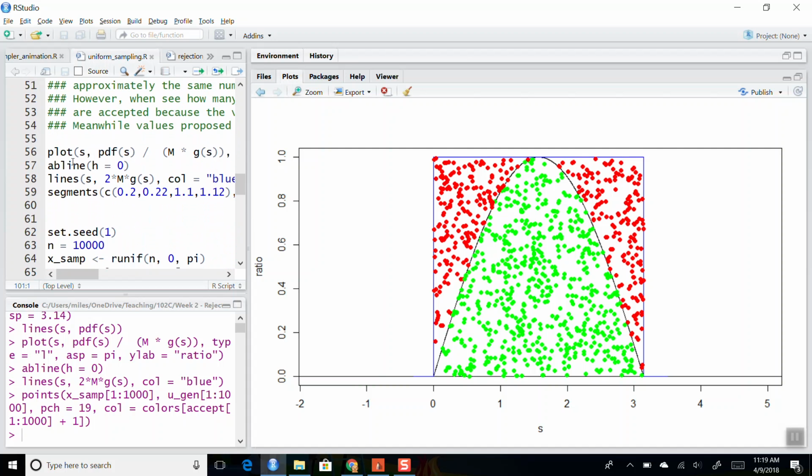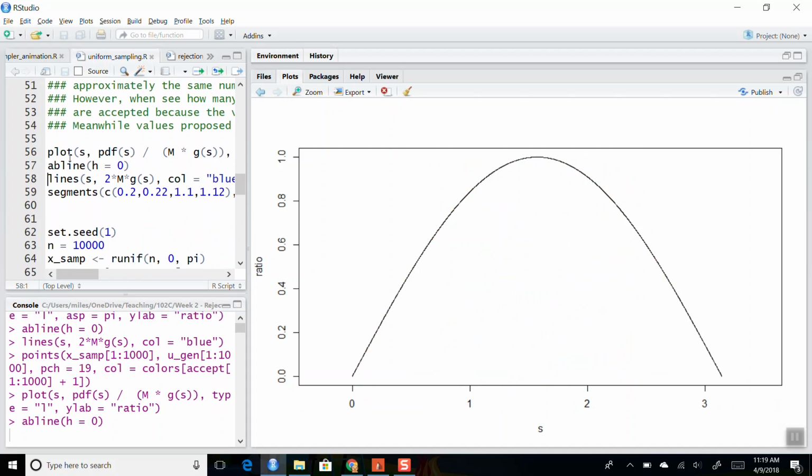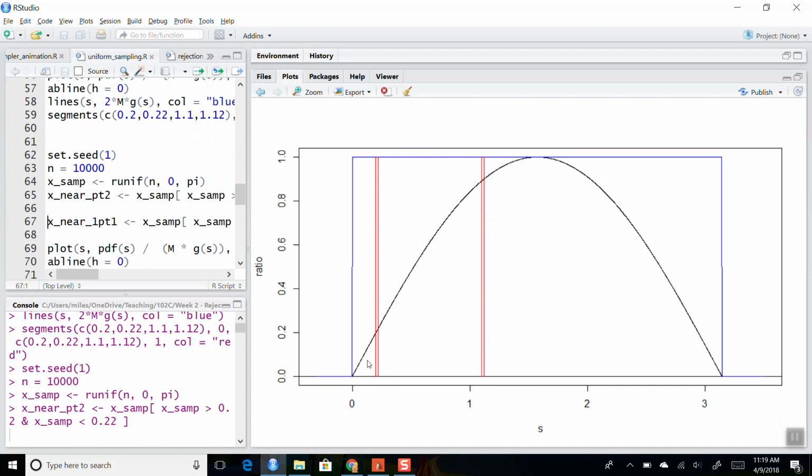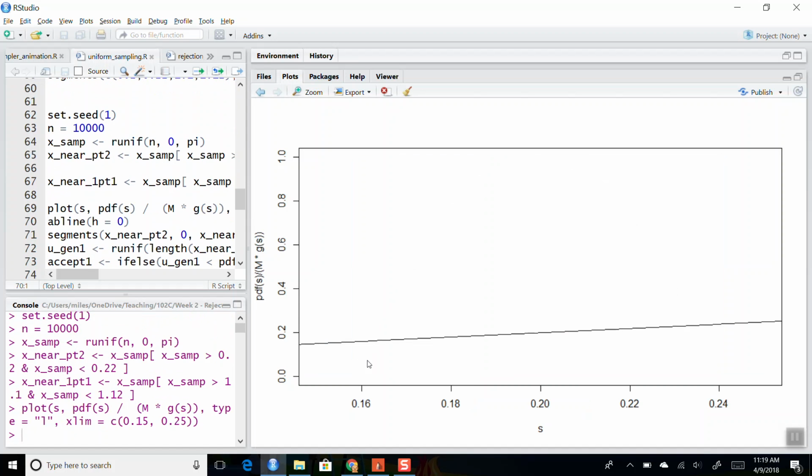Okay, and so just to further illustrate this, I want to take two tiny little slices and show what happens inside them. So here is a slice going from 0.2 to 0.22, and I'm going to zoom in on this window here. If I zoom in and stretch this out, the resulting plot will look like this.